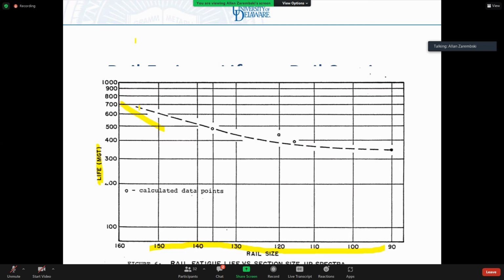The higher my stress, which is the case if I apply the same load, if I have the same vehicles running over at the same speed over UIC 60 rail and UIC 50 rail, the UIC 60 rail will last longer because the stresses are lower because the moment of inertia is higher. Clear?